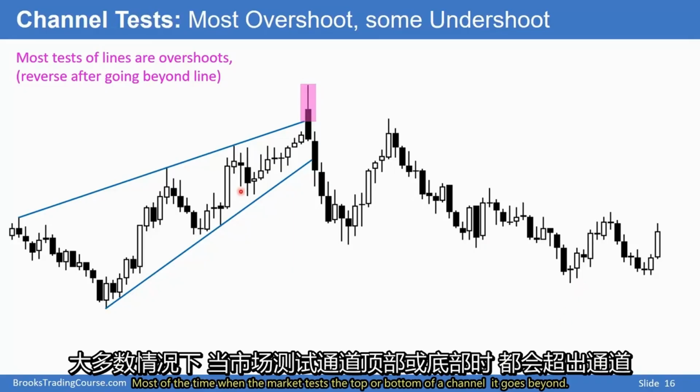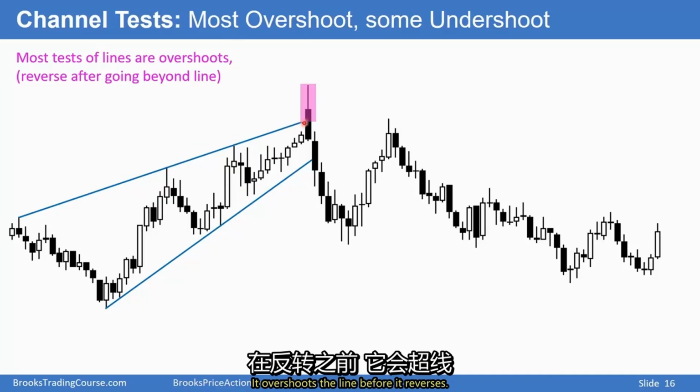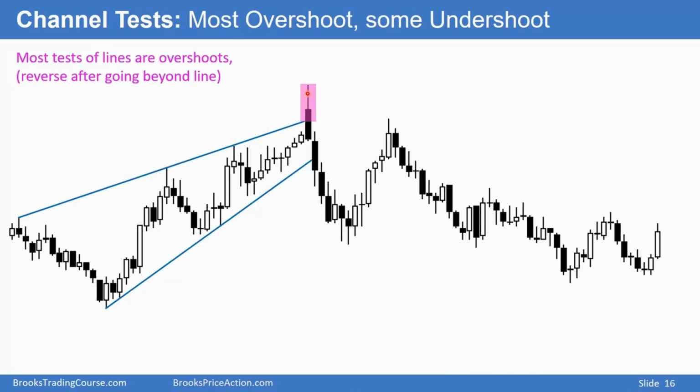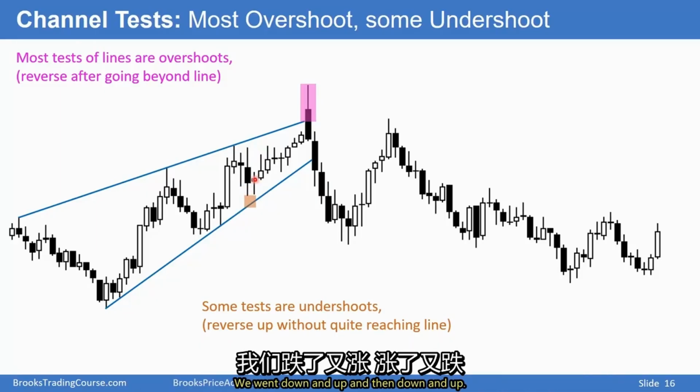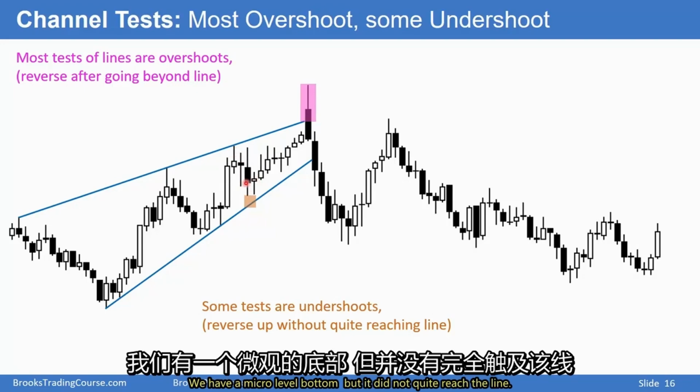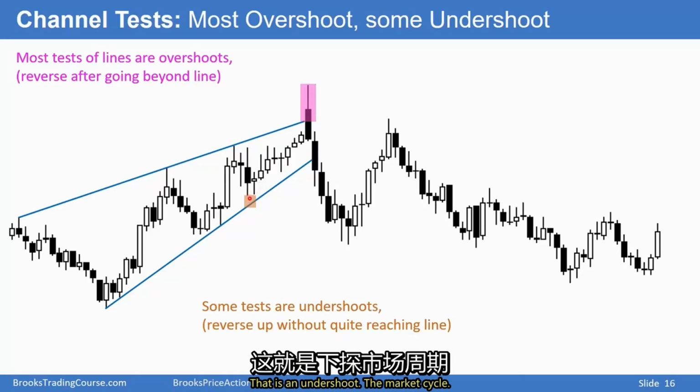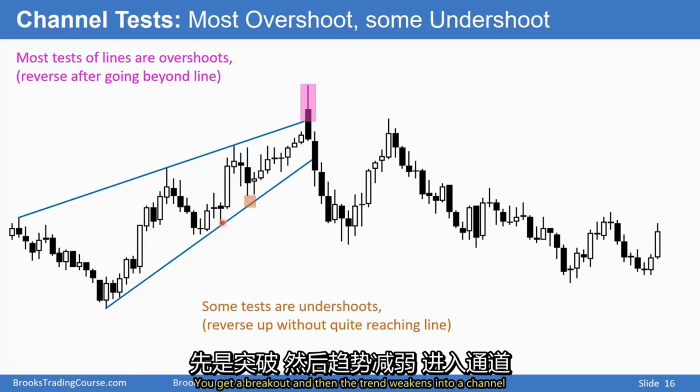Most of the time when the market tests the top or bottom of a channel, it goes beyond. It overshoots the line before it reverses. Sometimes when it tries to test a line, it reverses up before reaching the line. That is an undershoot. Here we sold off. We went down and up, and then down and up. We have a micro double bottom, but it did not quite reach the line. That is an undershoot.